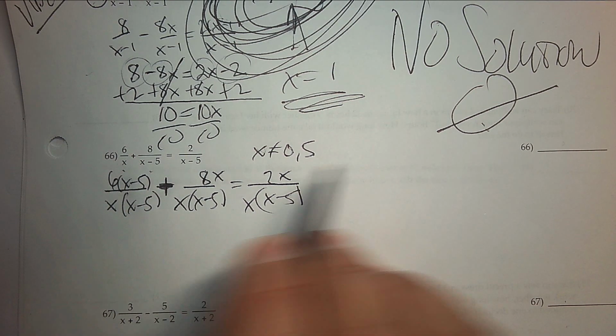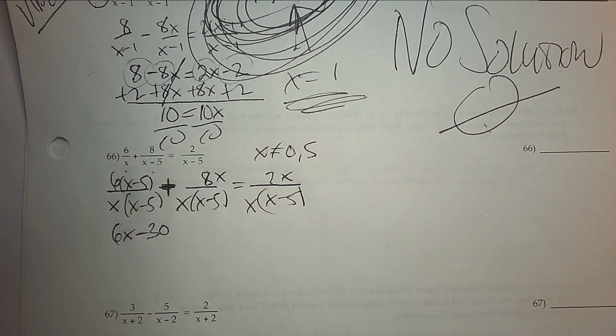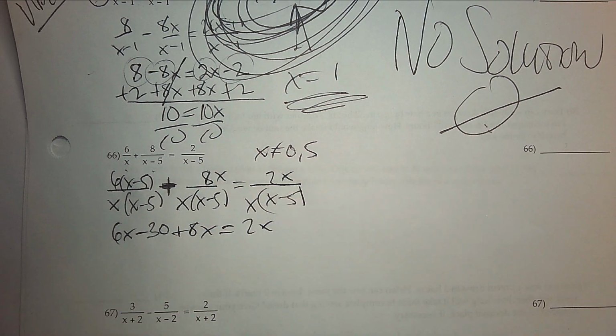Only the numerators. So I'm going to write down 6x subtract 30. Do you know where that came from? Then I'm going to write down 8x. Then I'm going to write down 2x. This is a linear equation. The degree of it is 1 that you don't even see. I need to combine like terms and get x by itself. Can you do that?